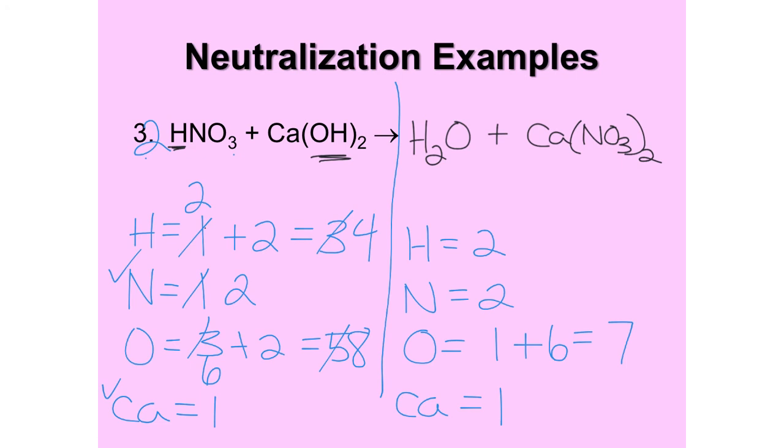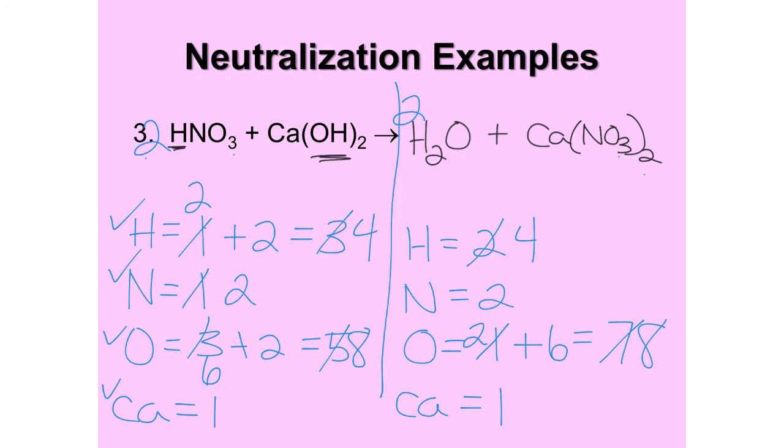So my next easiest thing to fix would be water, or would be hydrogen. I'm going to put a 2 in front of water. That gives me 4 hydrogens, which is what I wanted. And it switches just those O's to 2, leaves those at 6, giving me 8, and now everything is balanced.